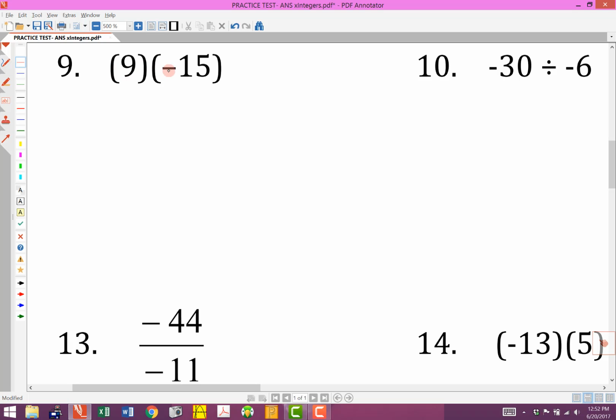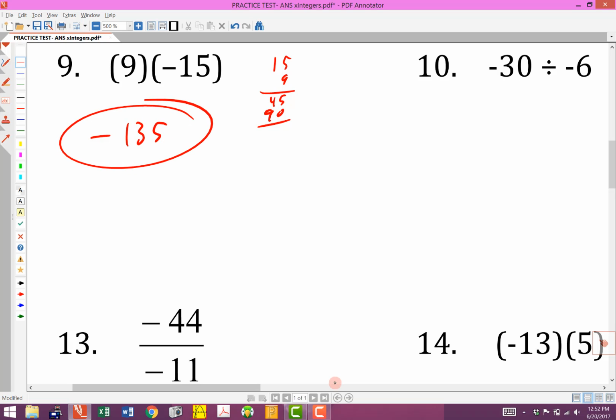This is a positive times a negative, so the answer is going to be negative. If you need to do this off to the side to figure out what the answer is, that's totally okay. You're welcome to do this. This ends up being 45 here and 90 here, so you end up with 135. Okay, so there's the answer on that one.